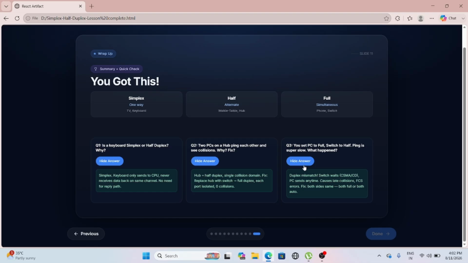Let's summarize everything we learned today. Simplex is one-way communication, half duplex is two-way communication but one side at a time, and full duplex is two-way communication at the same time. We also connected this concept to real networking technologies such as hubs, switches, Ethernet, fast Ethernet, gigabit Ethernet, and most importantly, we saw how this concept can be observed in a practical networking lab. Understanding these fundamentals will make advanced networking topics much easier to understand in future studies.